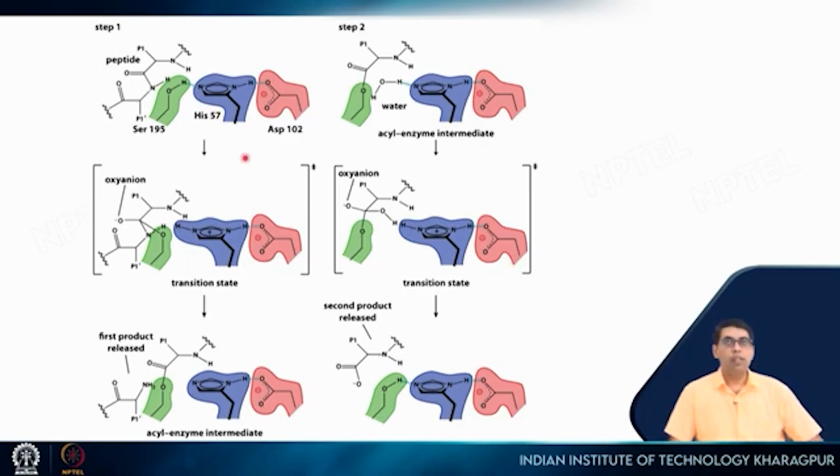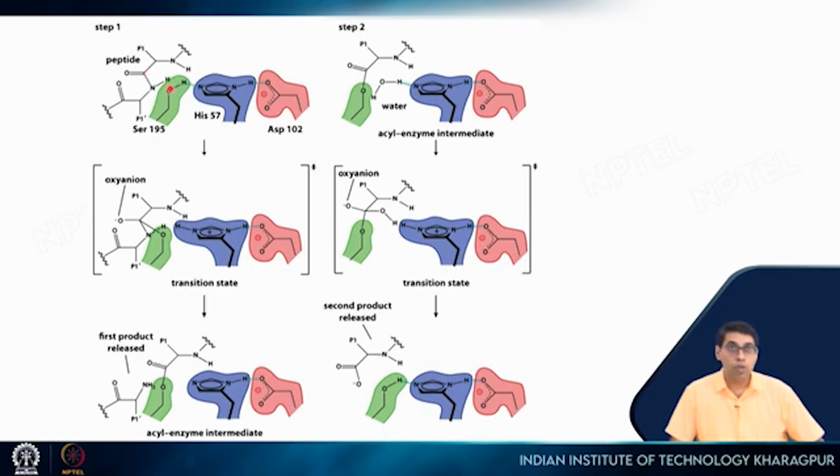So this is the basic reaction mechanism, and we will see it again in the context of chymotrypsin. So here is your peptide, right? The peptide is bound here. This is serine, its side chain is there, OH. This is histidine, this is aspartic acid, right? Histidine forms a hydrogen bond with this and the aspartic acid. In the first step, this serine oxygen attacks this carbonyl carbon, right?